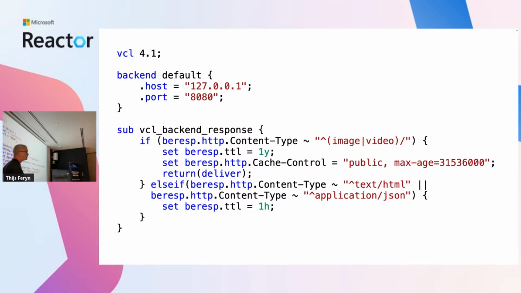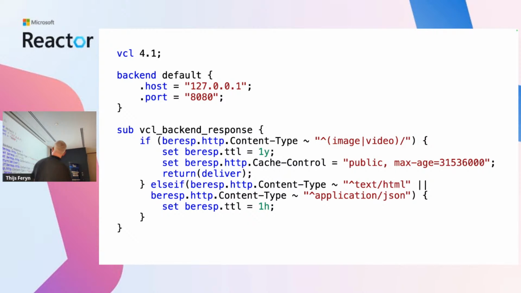This exposes itself on port 80. And we're hooking into backend response, meaning we got a response back from the origin, so we needed to connect to the origin. And we were checking its HTTP response header, and there is a response header called content type. So if the content type starts with image or video and then a slash, what type of content do we have? An image or video, right?